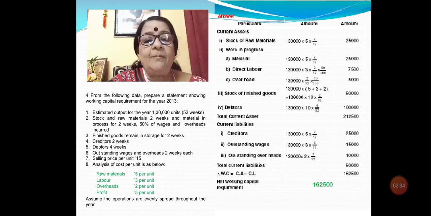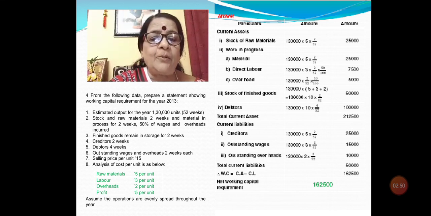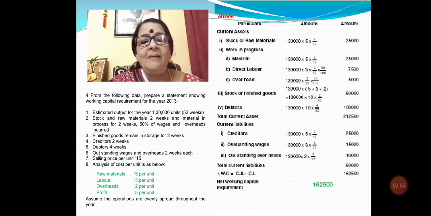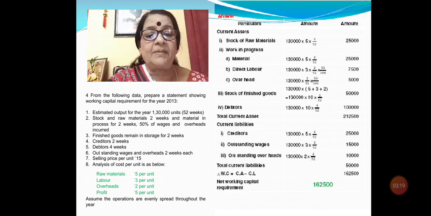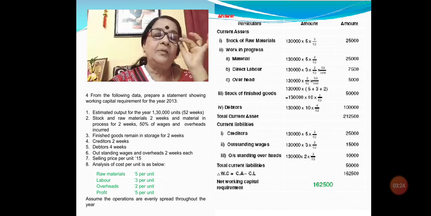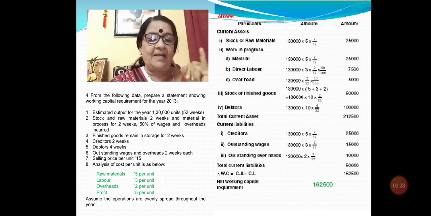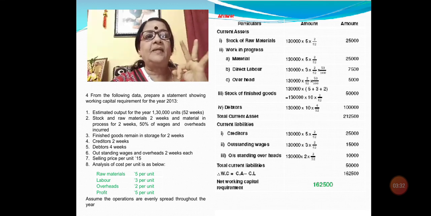Then the next one is work in progress. Material in process for 2 weeks, 50% of wages and overheads are incurred. So, stock of work in progress. Normally work in progress is calculated on cost of production. Here, as only the material value is given, we can take it in terms of material. So, raw material again 1,30,000 units, 5 rupees per unit, into how many weeks it has been kept in work in progress? 2 by 52.